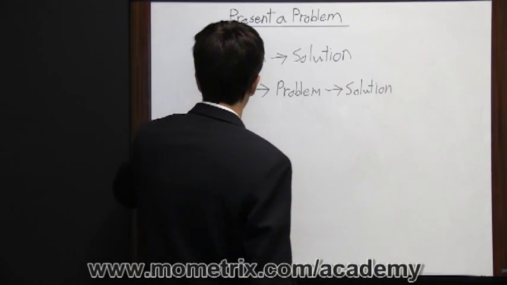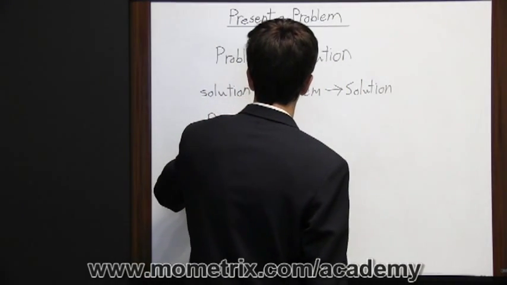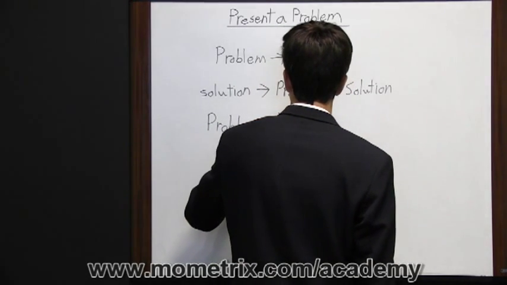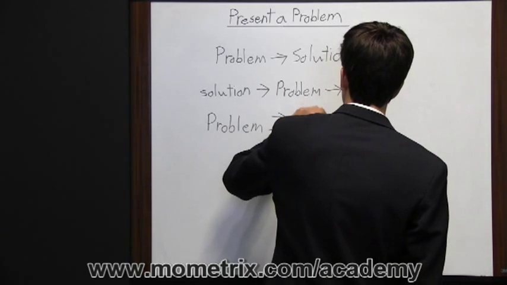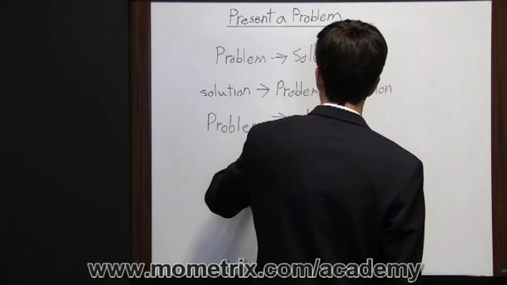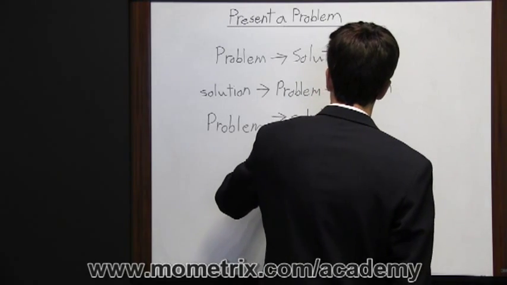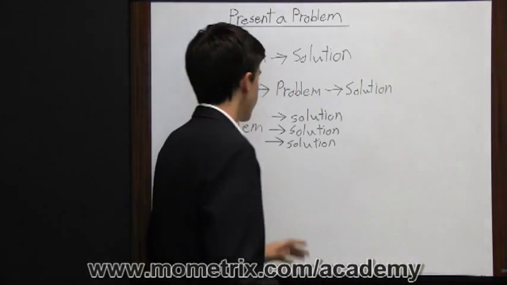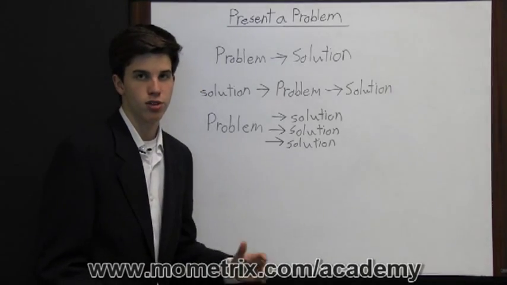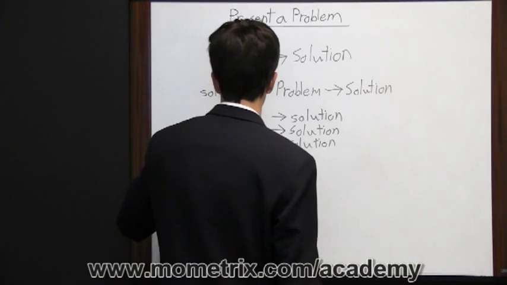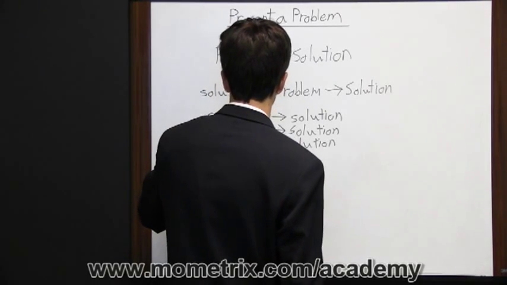In some cases, an author may feel like there is more than one viable solution. So I'm going to write problem, and then draw three arrows to solutions. So it's important when reading a paper that first presents a problem then a solution that you understand the author's agenda, as well as their point of view.